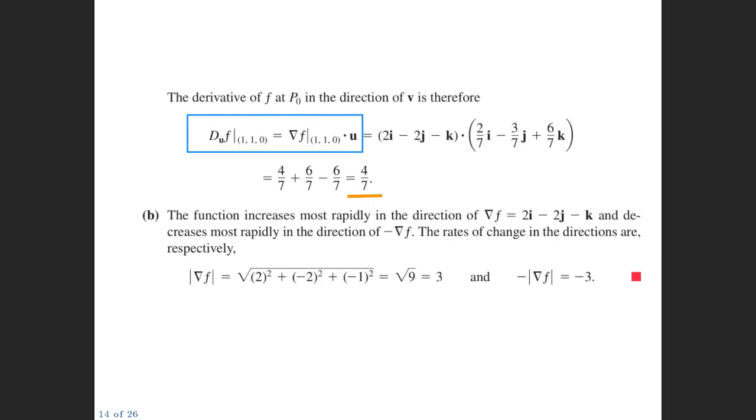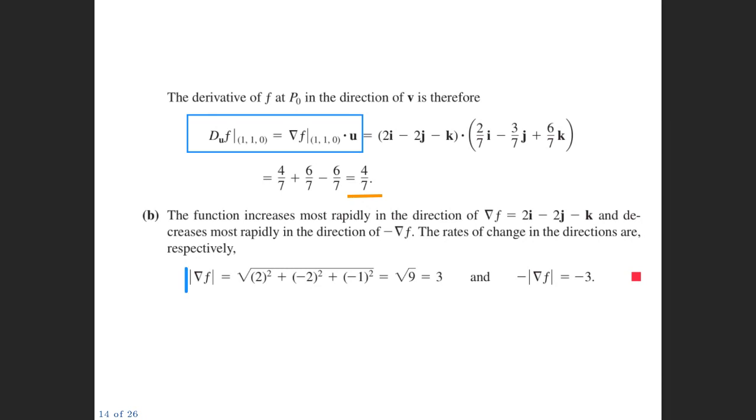Part B asked, in which directions does the function change most rapidly, either increase most rapidly or decrease most rapidly, and what are the rates of change in those directions? As we've talked about, the function increases most rapidly in the direction of the gradient vector of f, and it decreases most rapidly in the direction of minus nabla f. And the biggest possible value for the directional derivative is the norm of the gradient vector of f.